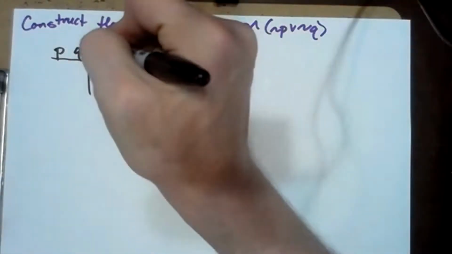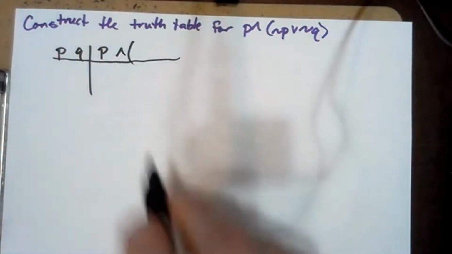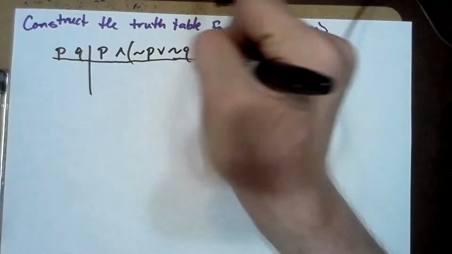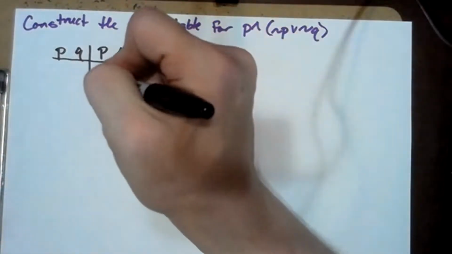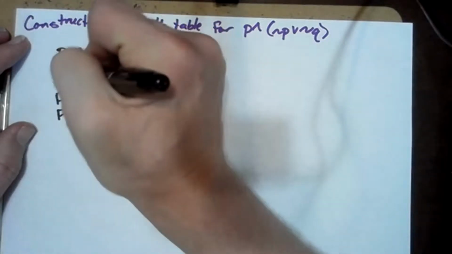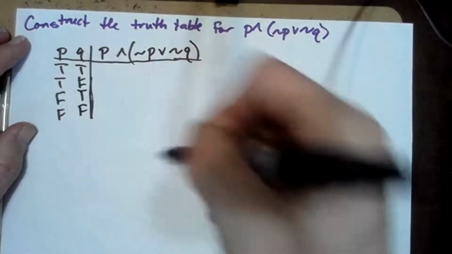Our next truth table is more complicated. Not a lot more complicated. Okay, so here we have just P and Q again. And now we've got P and not P or not Q. So true, true, false, false, true, false, true, false.